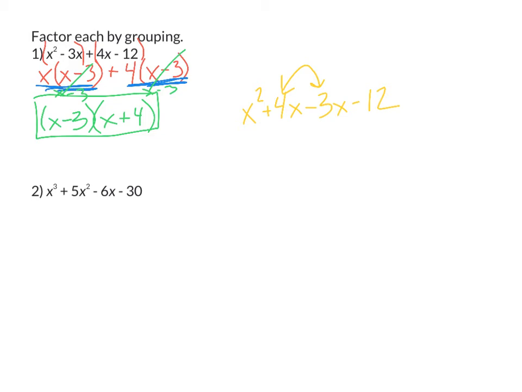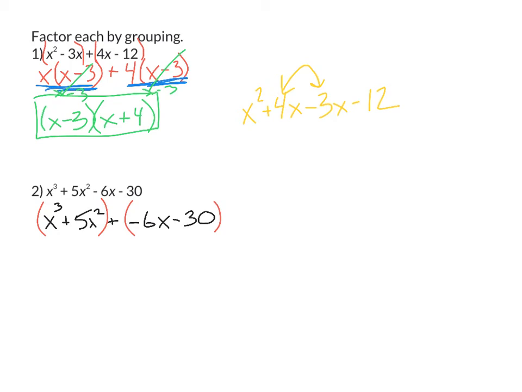Let's try number 2. And I'm going to rewrite number 2 to make it a little easier to see for us what we're going to group together. So x cubed plus 5x squared. Then I'm going to do a plus negative 6x minus 30. Our first two terms are x cubed plus 5x squared. Our last two terms are the negative 6x and the negative 30. Okay, we can add the negative 6x, but then we group that negative with the 6.